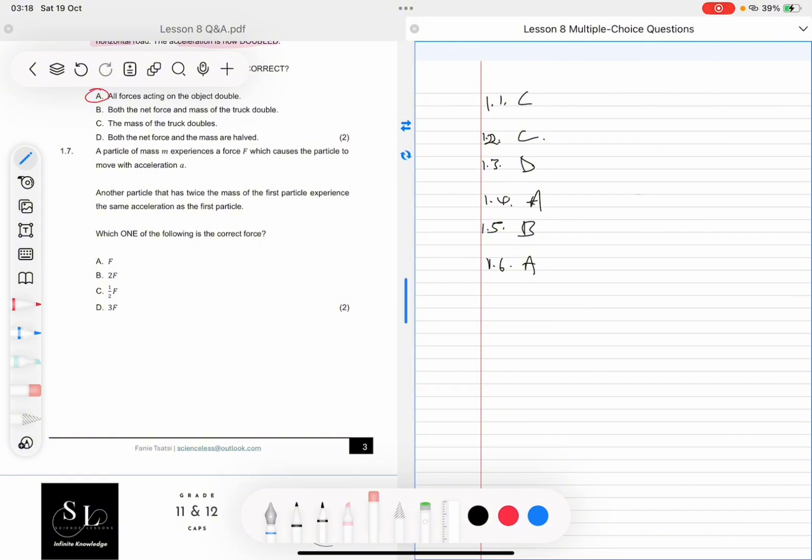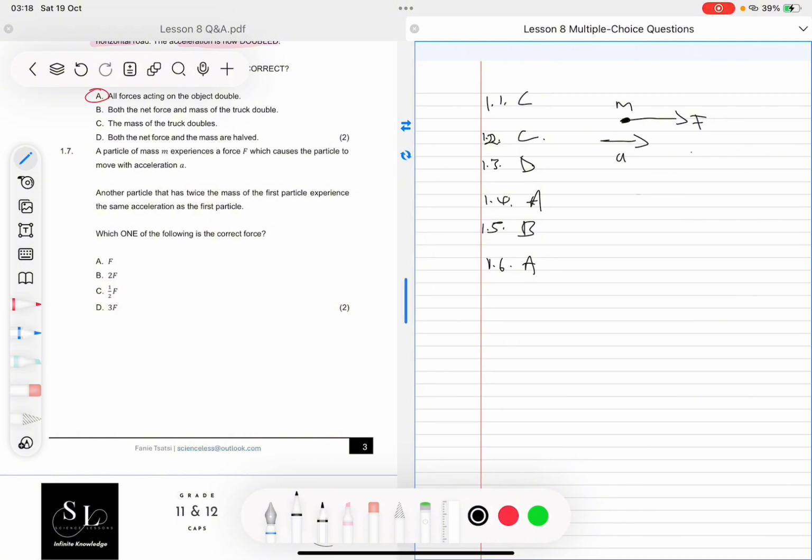So to represent this as a particle, I'll just say this is the particle. It has mass m, right? It experiences a force which is F, and this force causes this particle to accelerate with a. Then they come and say another particle that has twice the mass of the first particle experiences the same acceleration as the first particle, right? So here, then they say which one of the following is the correct force.